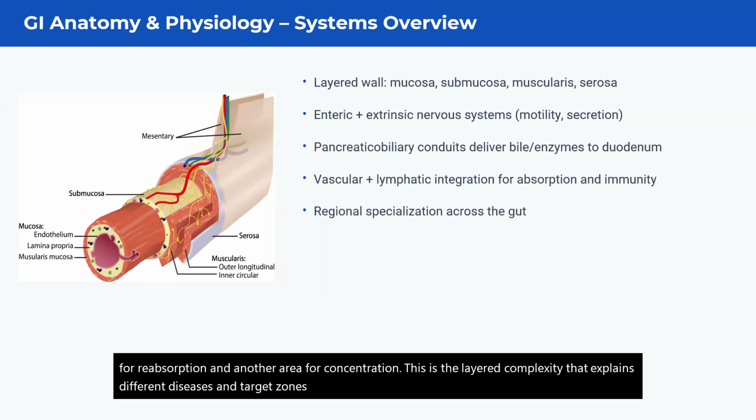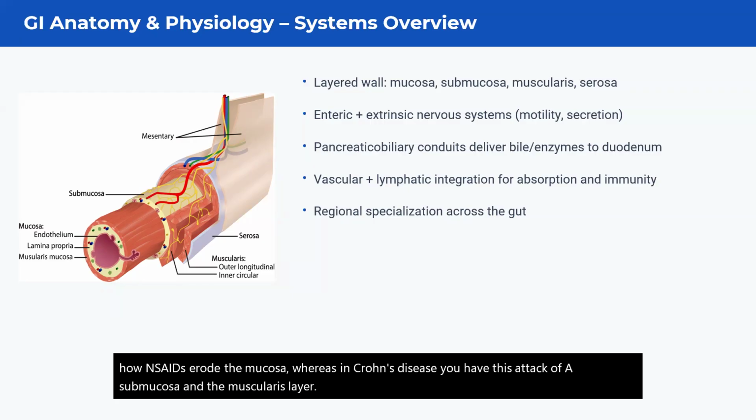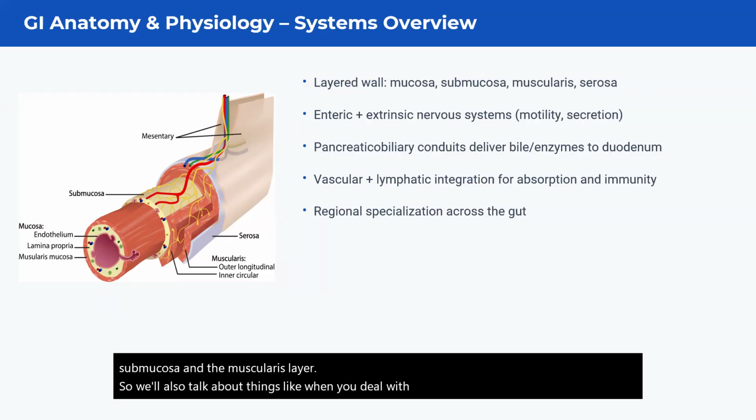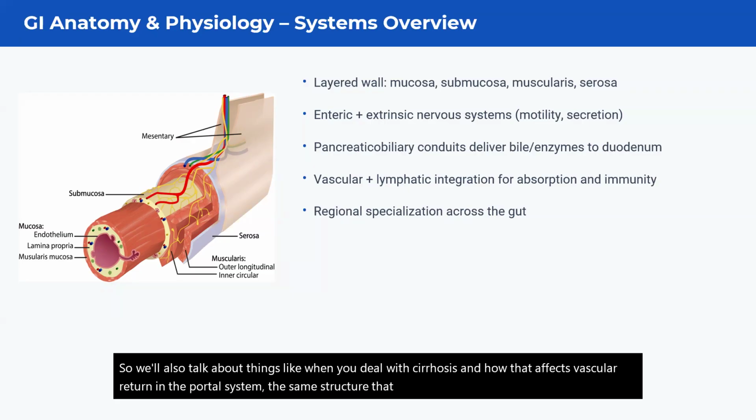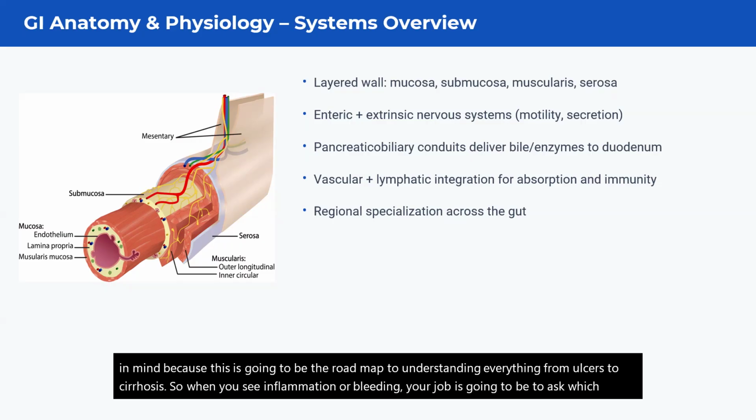For example, when we talk about ulcers, we'll talk about how NSAIDs erode the mucosa, whereas in Crohn's disease you have an attack on the submucosa and the muscularis layer. We'll also talk about cirrhosis and how that affects vascular return in the portal system. The same structure that enables function will also define the different vulnerabilities that we'll talk about. So as we move forward, keep this layered anatomy in mind, because this is going to be the roadmap to understanding everything from ulcers to cirrhosis. When you see inflammation or bleeding, your job is going to be to ask which layer has failed and why.